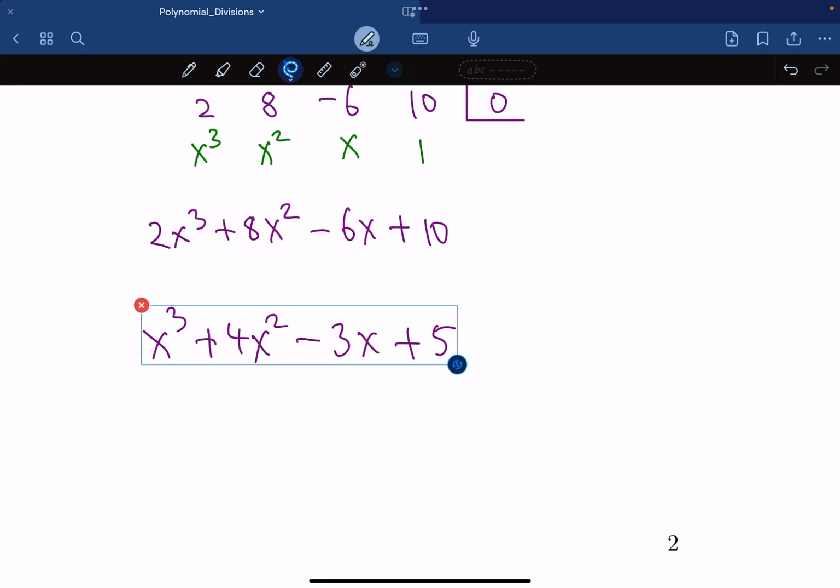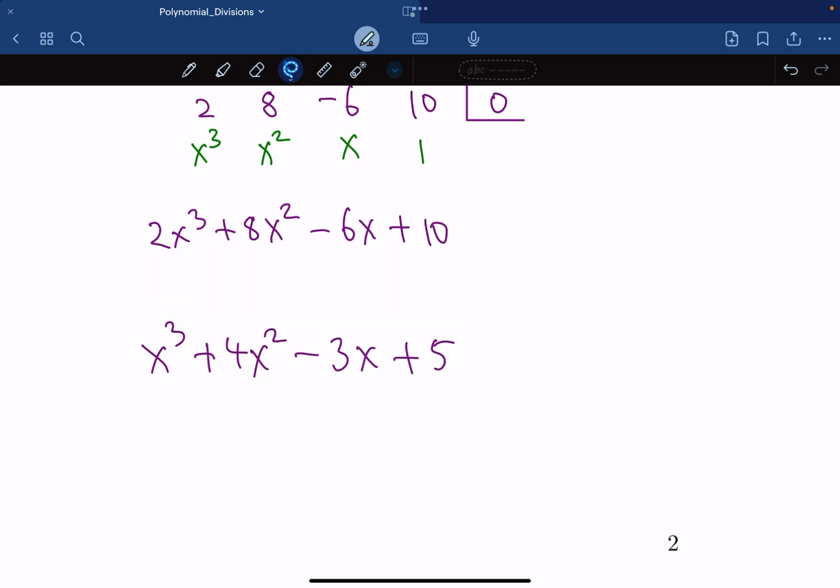If we compare the two, we see that they're very close to each other. In fact, the answer that we got from this synthetic division is simply twice as big as the actual answer. In other words, if we take the answer from this synthetic division and simply divide that answer by 2, we will go back to the answer that we're supposed to get.